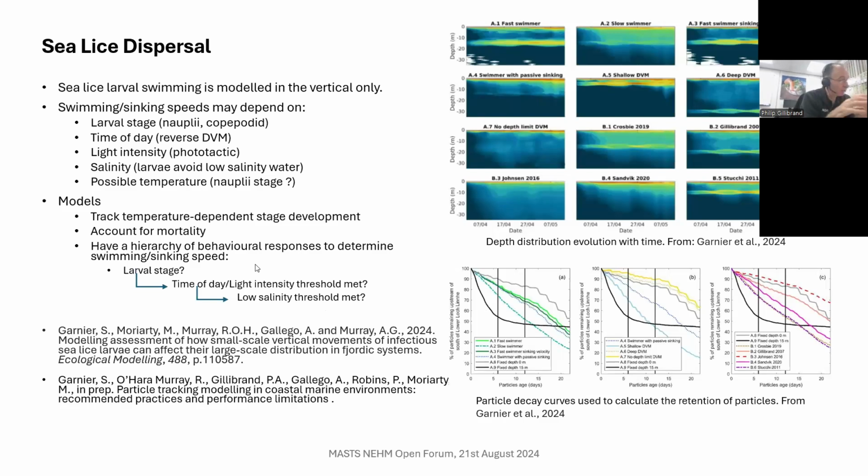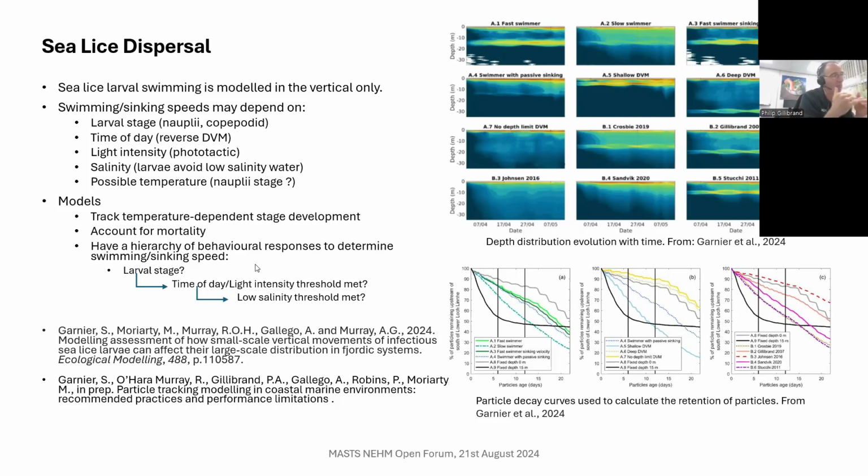So Swazek Ghani, who's speaking next, has produced a nice paper on looking at how this vertical swimming behavior affects the dispersion of lice in the Firth of Lorn and Loch Linney. So we know that the swimming, sinking speeds of lice larvae may depend on the stage. So whether they're nauplii or copepodids, they have different swimming speeds and different responses. It's not fully understood yet. So they may run a reverse down or vertical migration.